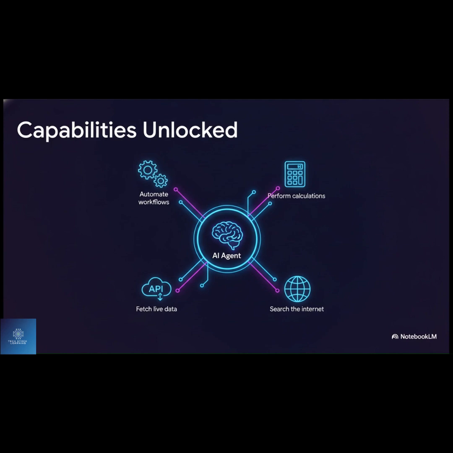And with these newfound superpowers, the agent's world just expands. It can suddenly perform calculations with perfect accuracy. It can hit the internet for real-time events. It can pull live data from APIs for things like weather or stock prices. It can even start automating entire workflows by stringing different services together. It's a total game changer.